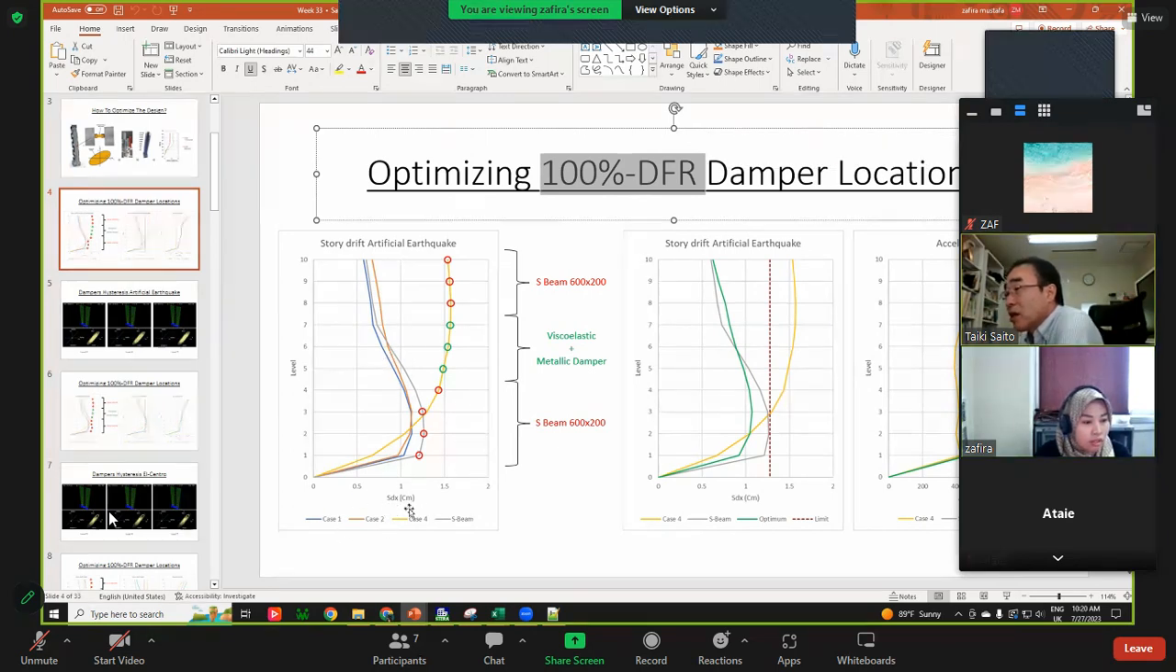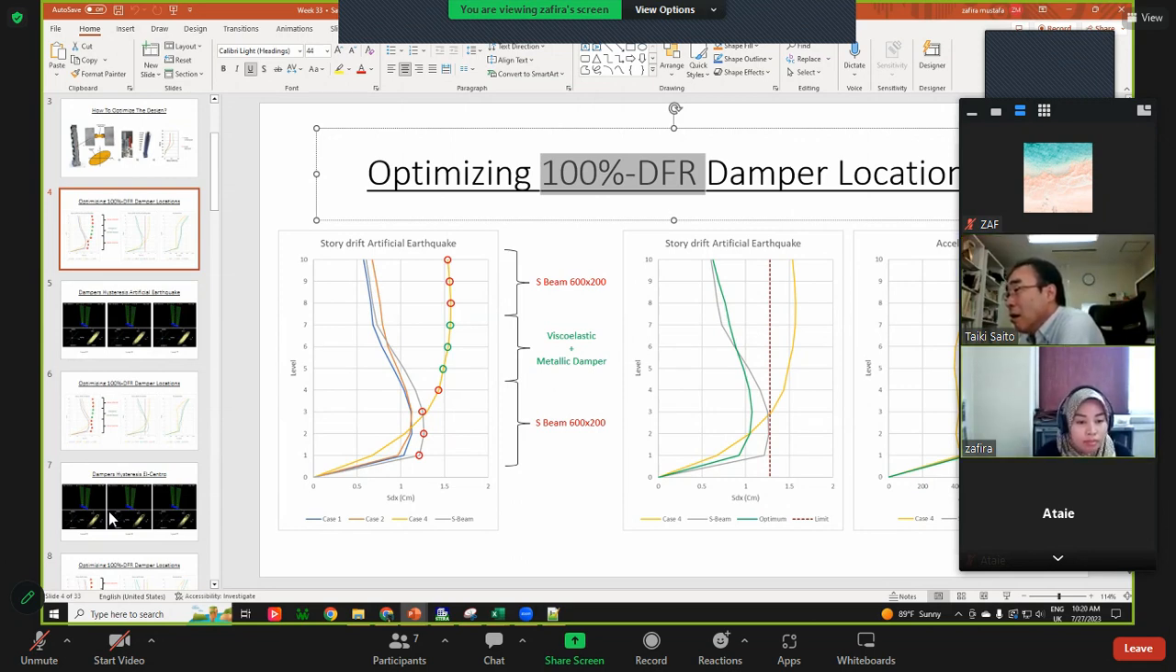What do you mean 100%? Metallic damper is equal to the capacity of the steel beam. Okay. How can I see, for example, what is the difference in acceleration? Case 4 is there's no damper, there's no beam in the building, only coupled shear wall. The yellow color. No damper, no beam, only wall.